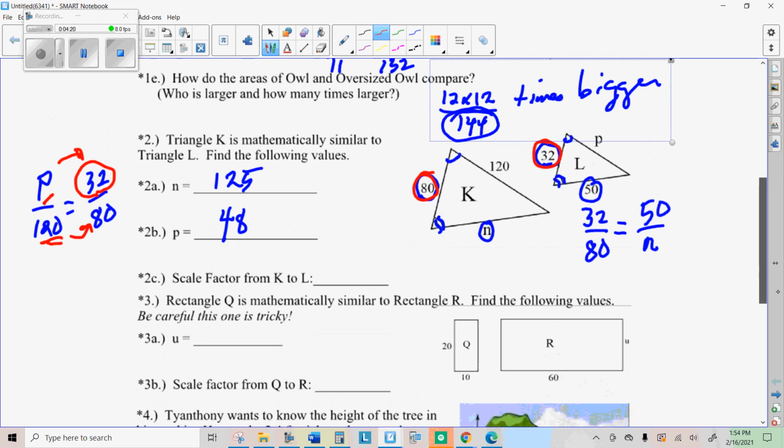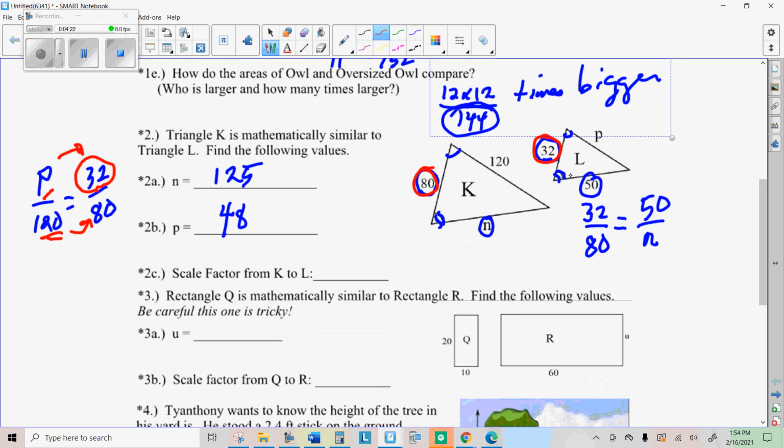All right, the scale factor from K to L. Now, we are getting smaller, so we're going to divide in such a way that we get a number less than 1 when we do this. So I'm going to do 32 over 80, and I'm going to just simplify that. I think 8 will go into both of these, so we get 4 over 10, and that actually can divide by 2, so 2 over 5. If you left your answer like that, it would be correct, but it can be simplified to 2/5.